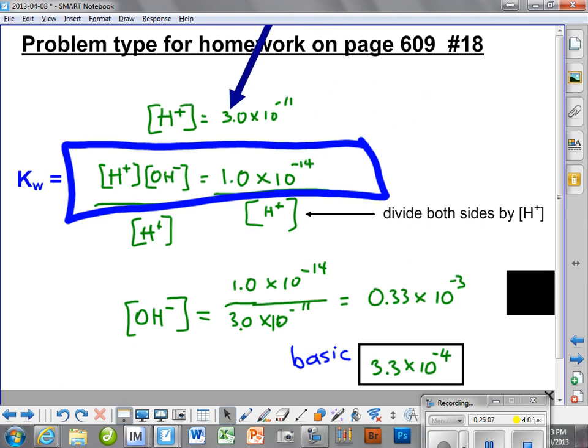And you can see here the 3.3 times 10 to the minus 4 and the 3.0 times 10 to the minus 11 for the hydrogen ion concentration. So we have to go on the other scale, and the 3.0 times 10 to the minus 11 is going to put it directly above this. And let's go back and let's look at that.